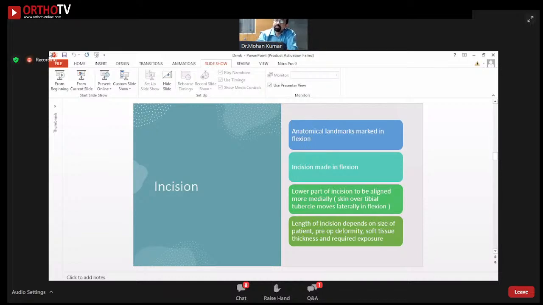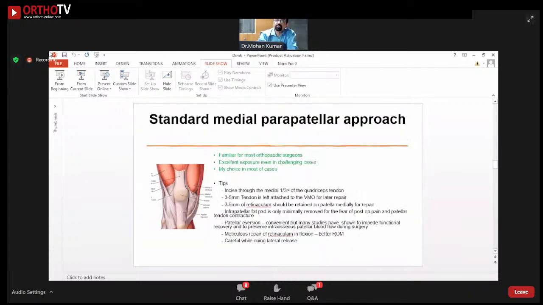The length of the incision depends on the size of the patient, the preoperative deformity, soft tissue thickness, and the required exposure. So the standard medial parapatellar approach is familiar for most orthopedic surgeons. It's an excellent exposure, even in challenging cases.